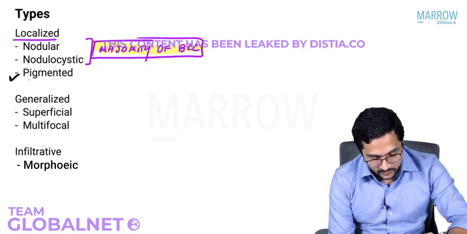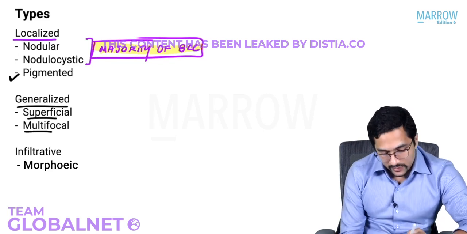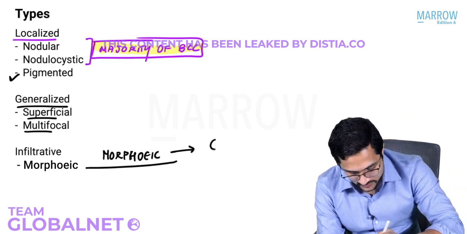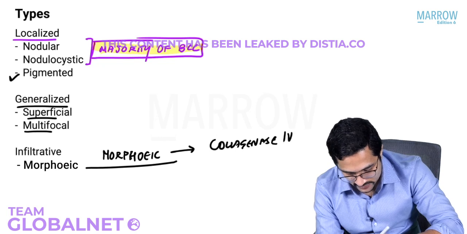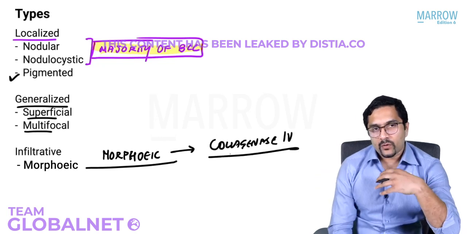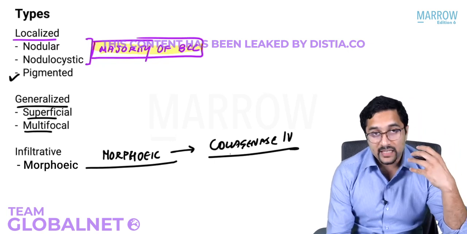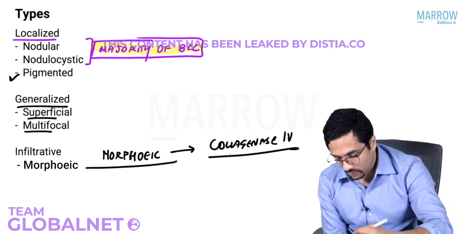Pigmented BCC can also be there. Then you can also have superficial or multifocal. And the infiltrative type is the morpheaform type. This type releases collagenase 4, and this collagenase 4 dissolves through tissue, and that is why it is known as the infiltrative type. It can spread. So these are the various types of basal cell cancers which you should know about.